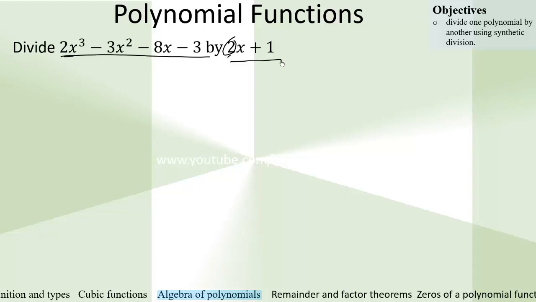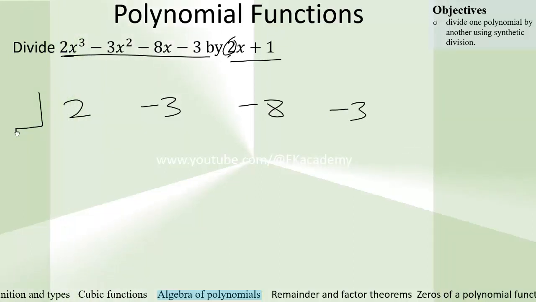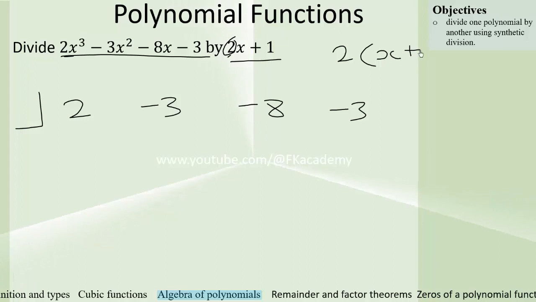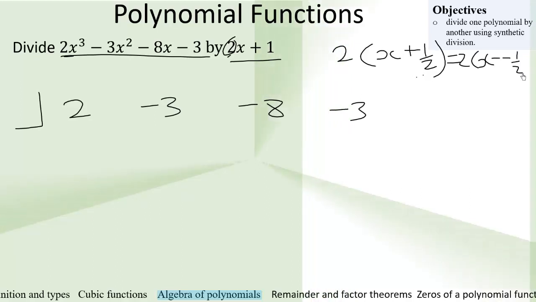So we write out the coefficients: 2, -3, -8, -3. Then this time the a value, you have to be careful. We factor 2 out, so we get x plus 1 over 2. So this can be written as 2 into bracket x minus -1 over 2. So the a value in this case is -half. So you put -half here.